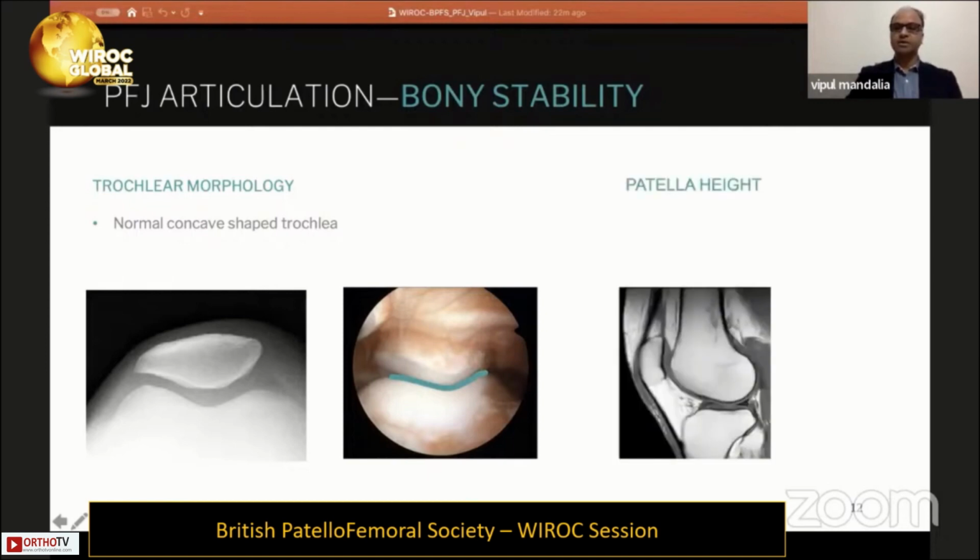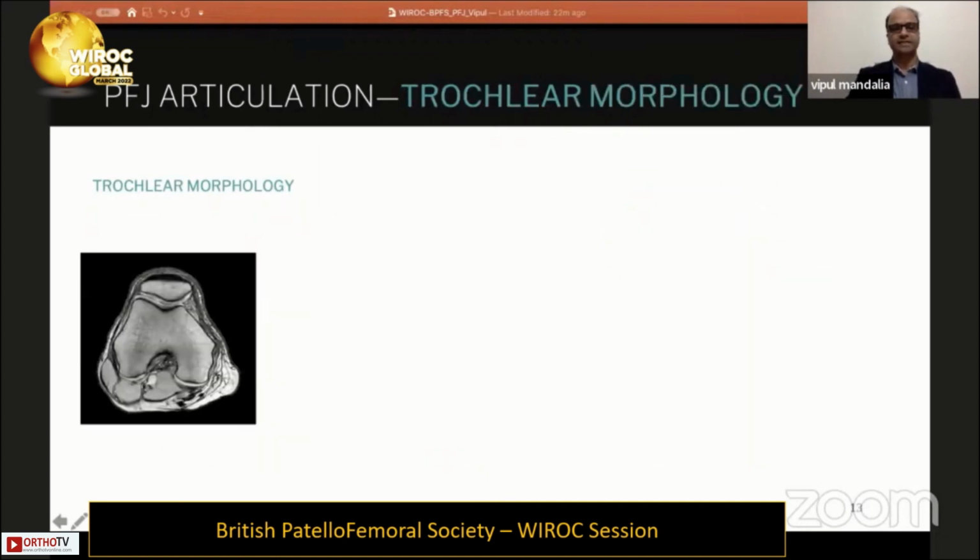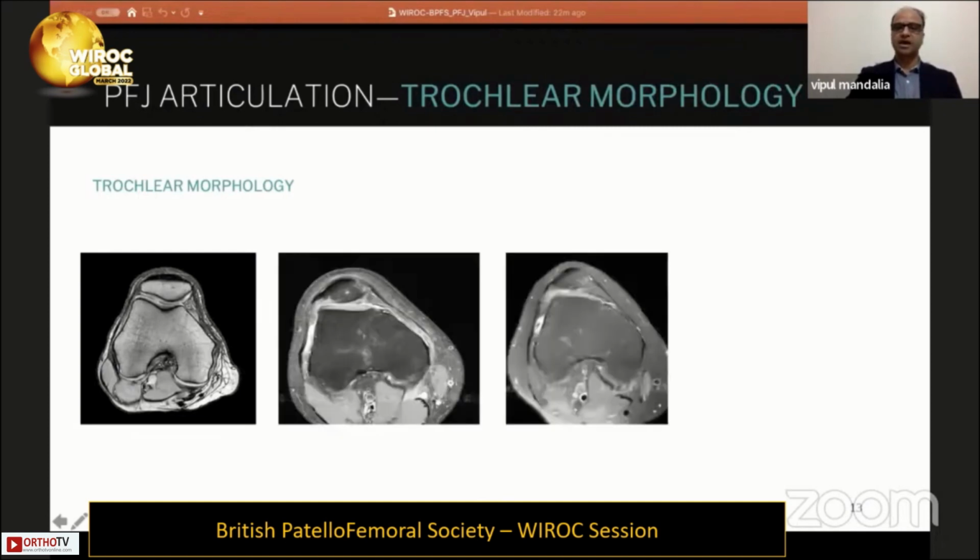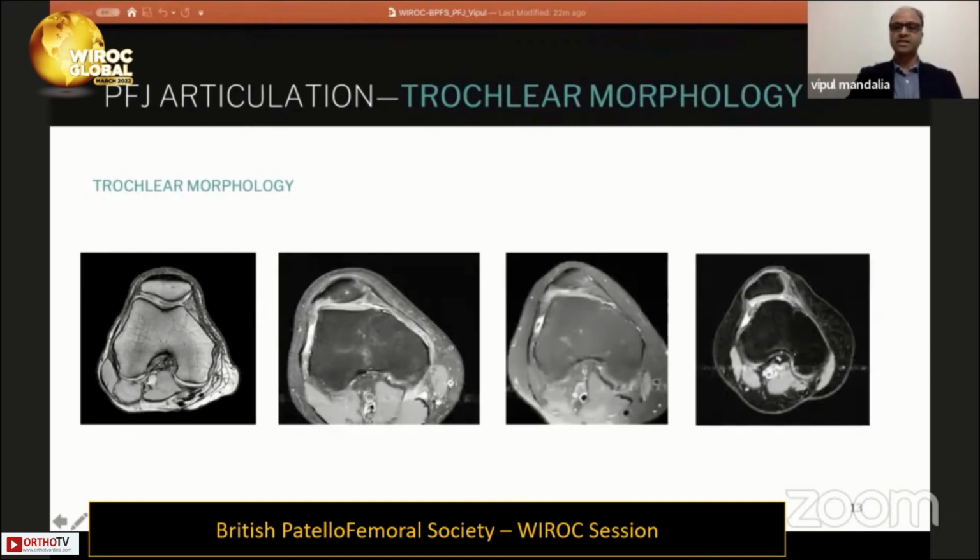But equally important, the patella has to be at a particular height. It has to engage into that normally shaped trochlea. So patella height is equally important. These are the two important structures that provide stability as the patella engages beyond 20 degrees of flexion. Now, any deviation from this normal morphology, whether it is a shallow trochlea, flat trochlea, or significantly convex trochlea, can affect the biomechanics of the stability.